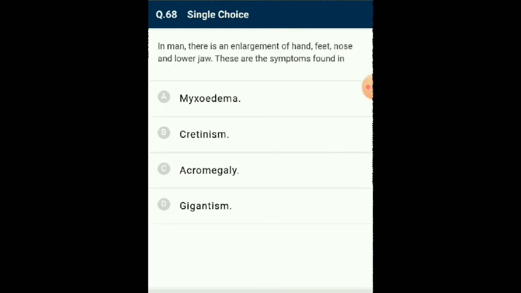Question number 68. In man, there is an enlargement of hand, feet, nose, and lower jaw. These are the symptoms found in acromegaly. It is caused by the hypersecretion of growth hormone after adolescence. The bones abnormally increase in size. So the answer for this question is option C, acromegaly.